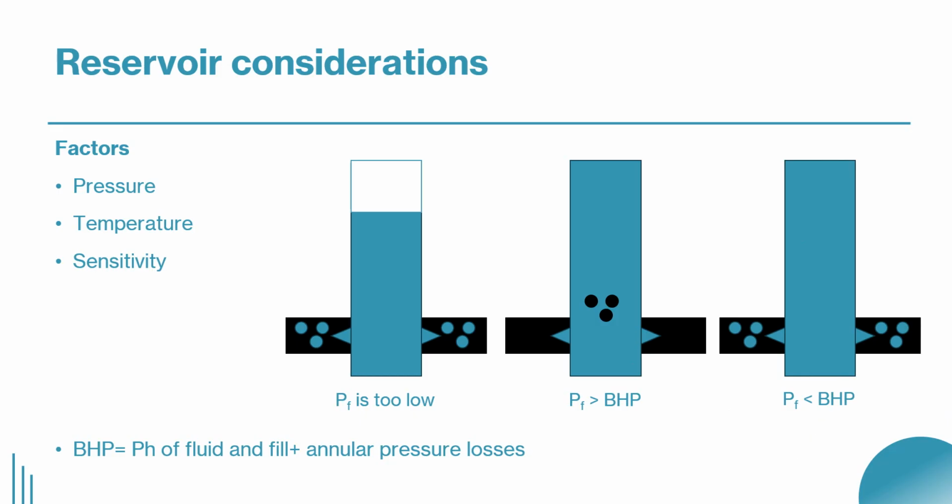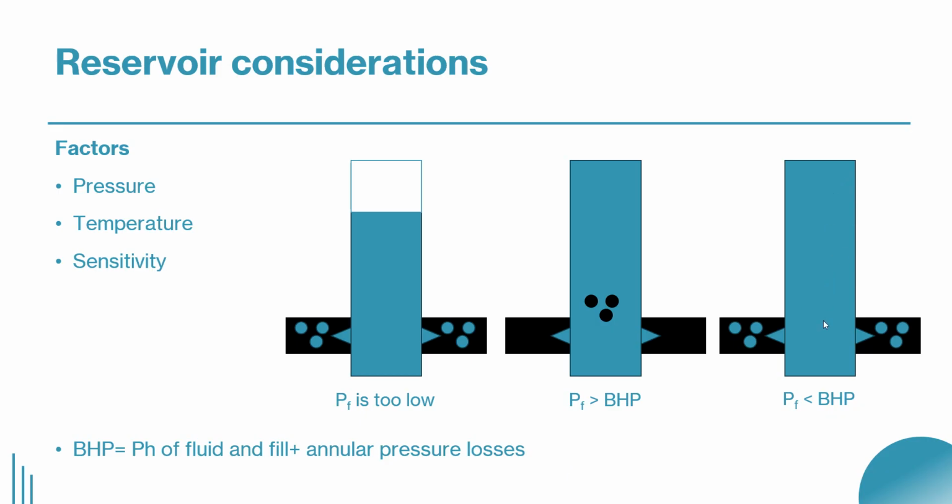In this case, there is a small loss rate inside the formation, but it is manageable, and you can establish and maintain circulation at surface. So this is the best case, and we want this case in our operation. The bottom hole pressure here means the hydrostatic pressure of fluid and fill, considering the propellant loaded fluid, plus annular pressure losses caused by circulation.